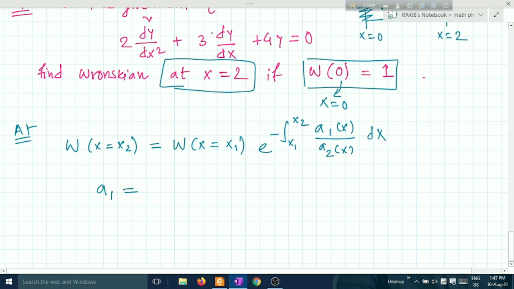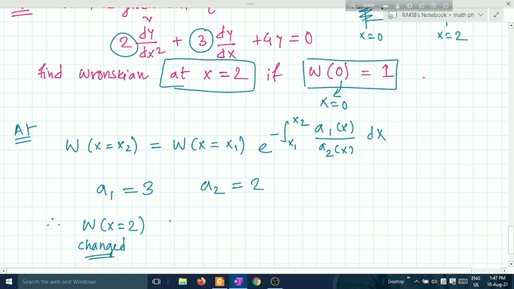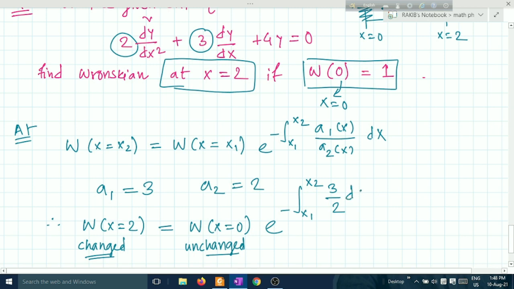What is a1 here? You can compare with the general formula. So a1 is 3. And what is a2 here? a2 is 2. This is okay. Therefore, the Wronskian at x equals 2, the changed Wronskian, will be the Wronskian at x equals 0, the unchanged Wronskian, times e to the power minus the integral from x1 to x2 of a1 by a2 dx, where a1 is 3 and a2 is 2.